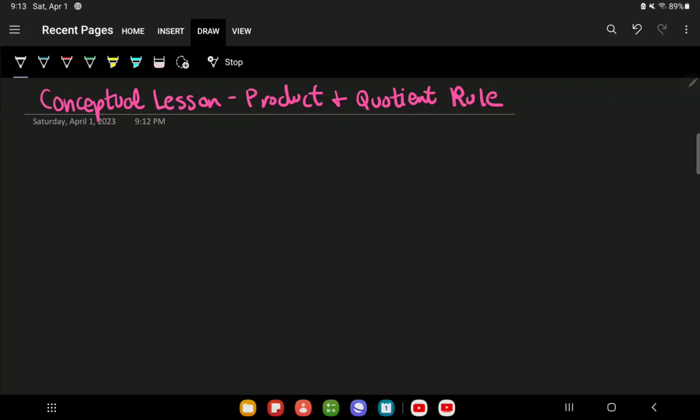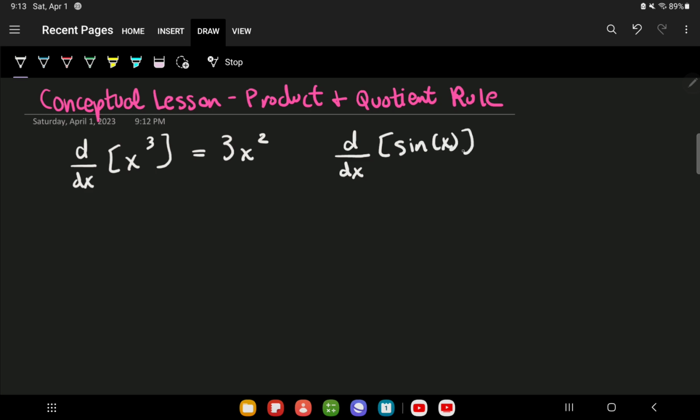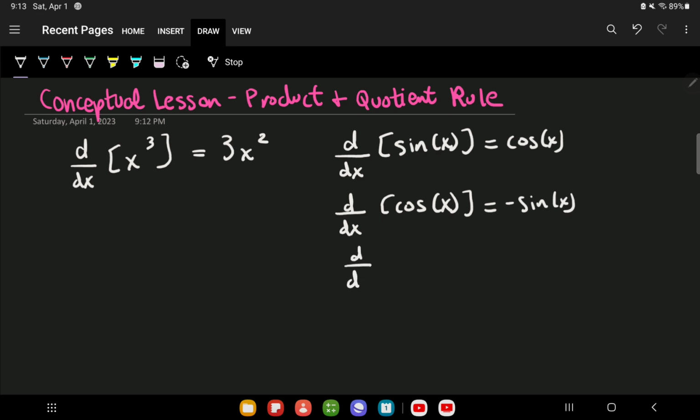Time for a conceptual lesson. So far, we have done things like a polynomial x cubed. We know the derivative is 3x squared. We have done sine and cosine, right? Derivative of sine is cosine. Derivative of cosine was negative sine. And we have also done derivative of e to the x is equal to e to the x.